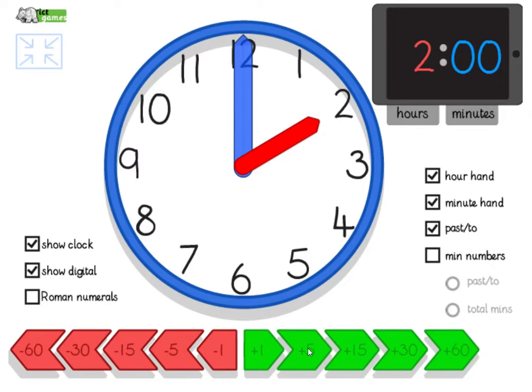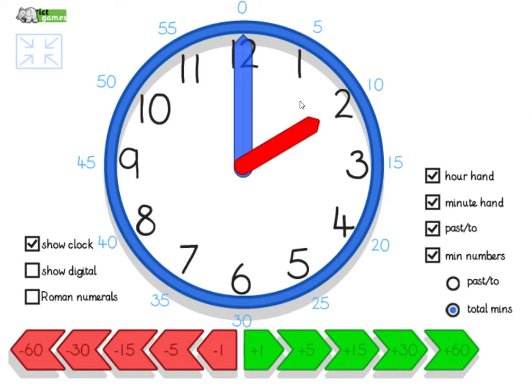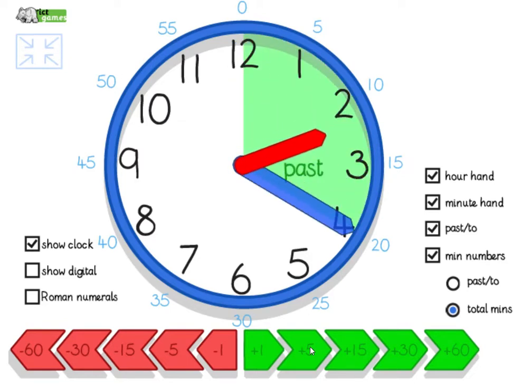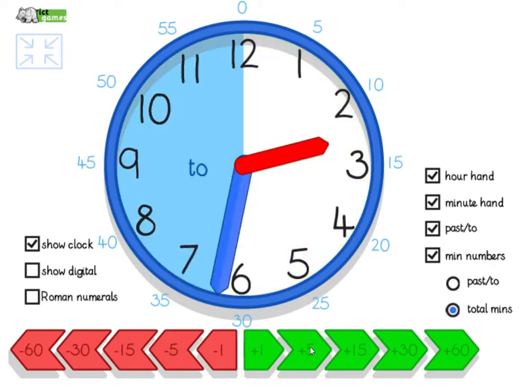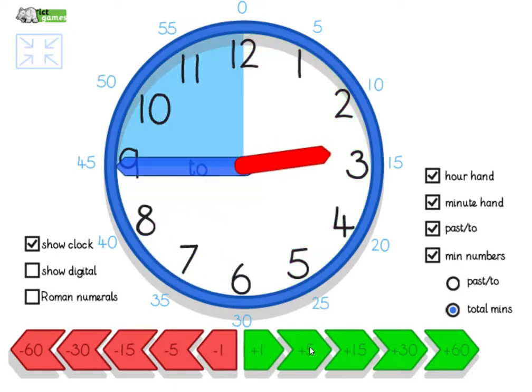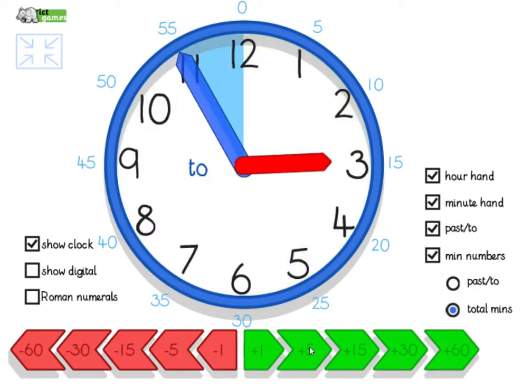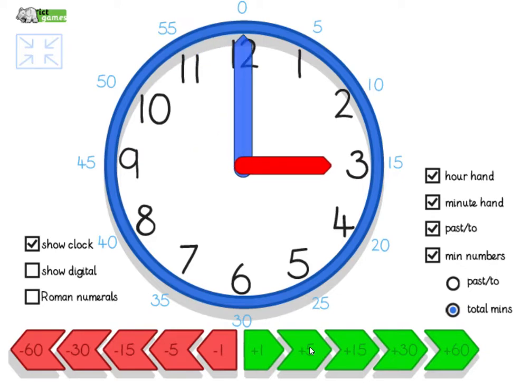Okay, right, now Year 2s, you need to be able to go a bit further than that. If we're on 2 o'clock now, if I put the minute numbers around the outside, you need to be able to say how many minutes have passed. Let me get rid of the digital clock. So let's count in fives. 5, 10, 15, 20, 25, 30, 35, 40, 45, 50, 55, 60, or 0. What time is that? Yeah, 3 o'clock.